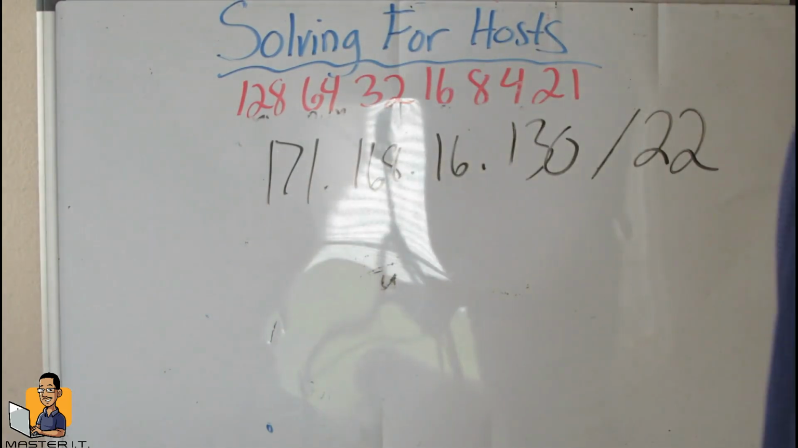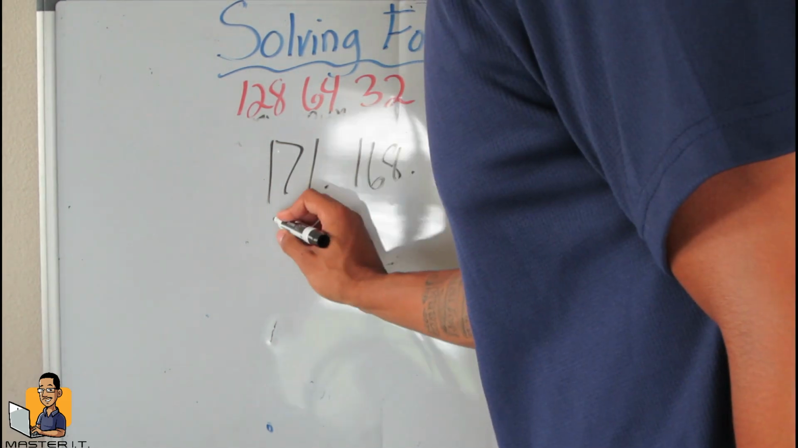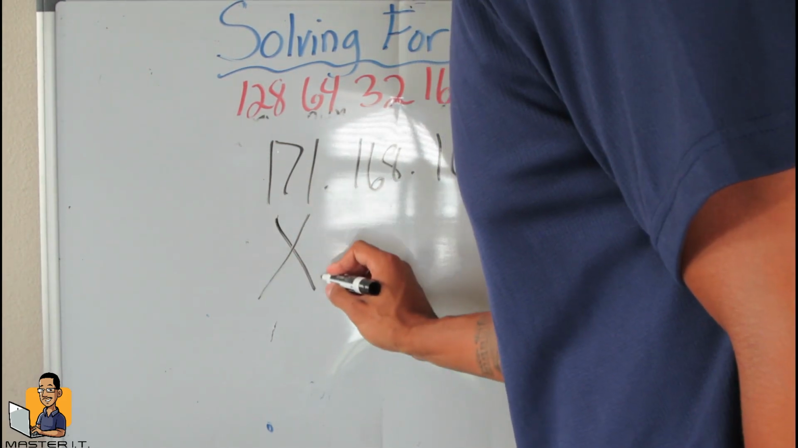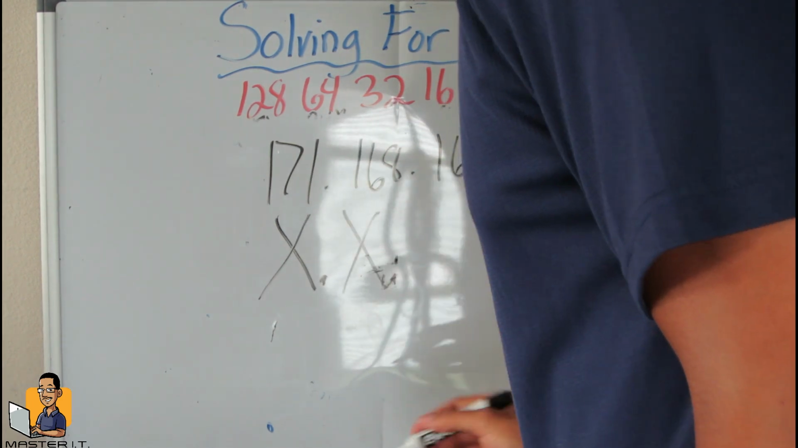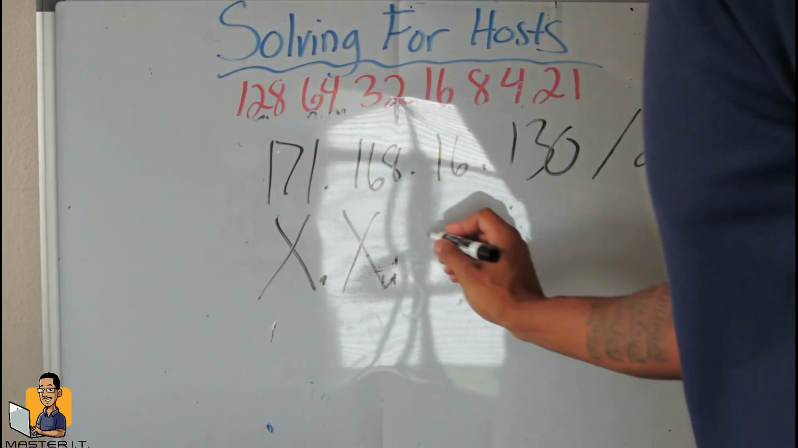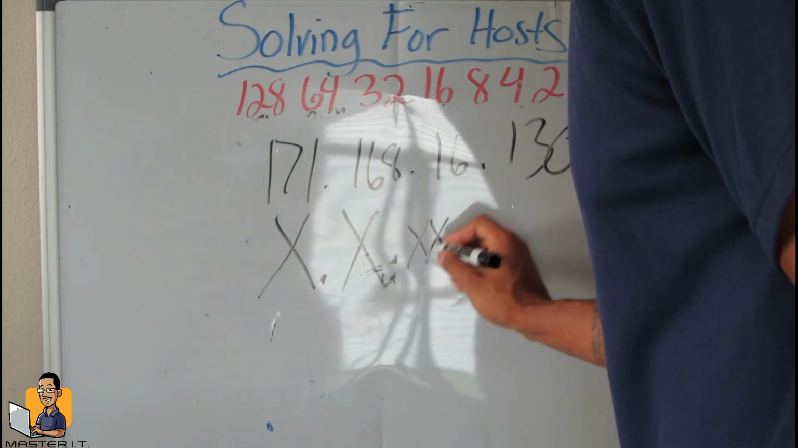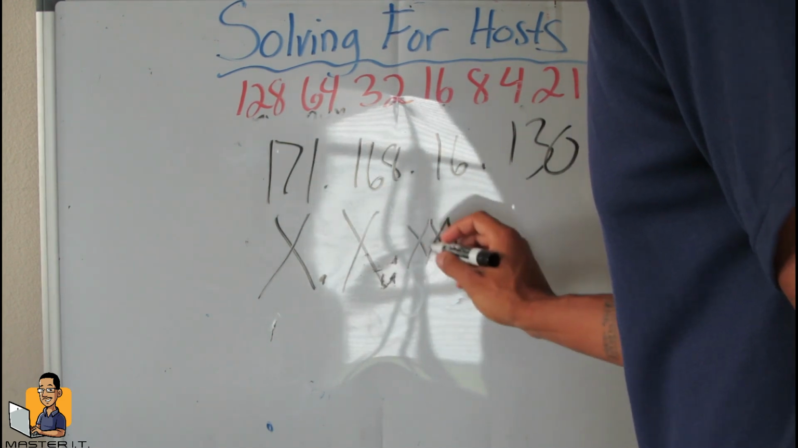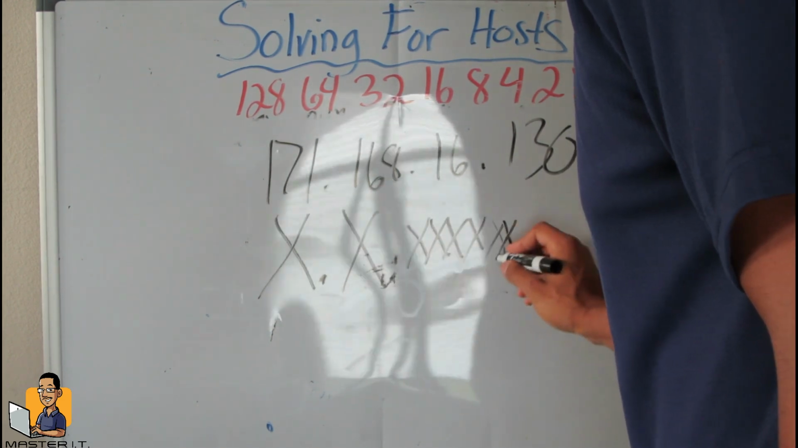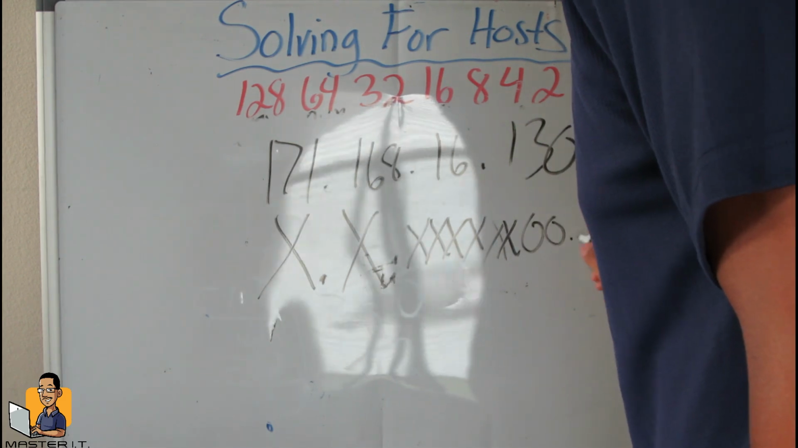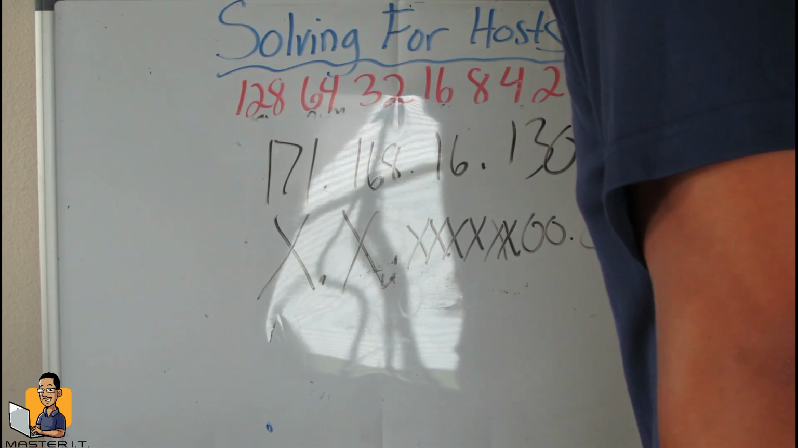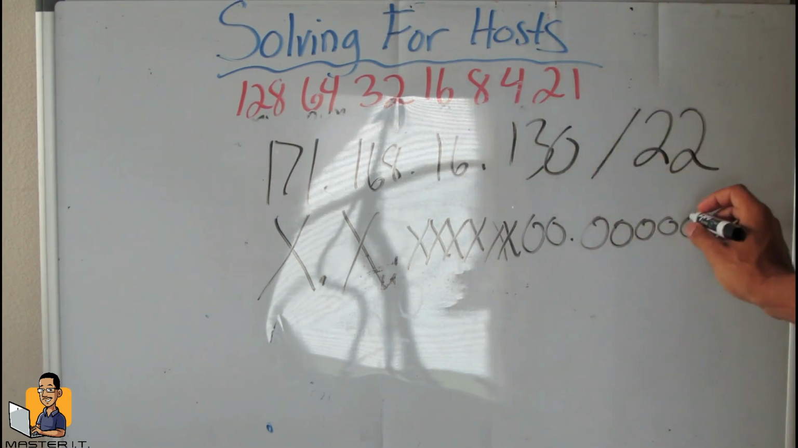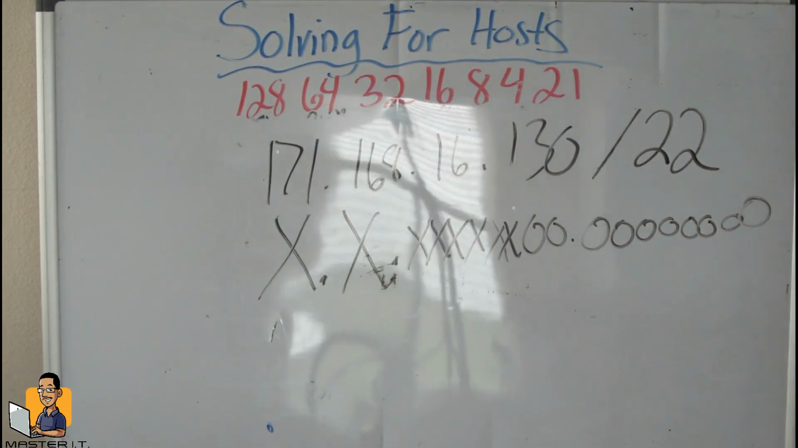So in essence, this is what it actually looks like. Since it's 22 bits, we know that the first octet can't do anything with that. Second octet can't do nothing with that. Third octet is open, okay? So we got X, X, X, X, 1, 2, 3, 4, 5, 6, 0, 0. And then the last octet is completely open. 1, 2, 3, 4, 5, 6, 7, 8.